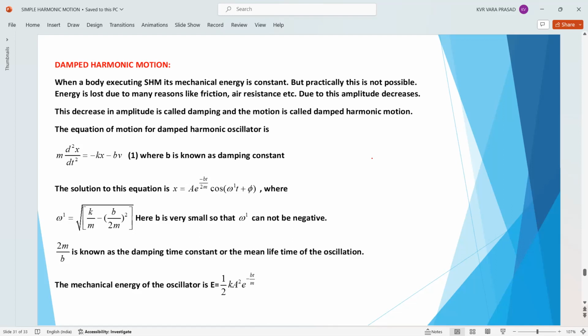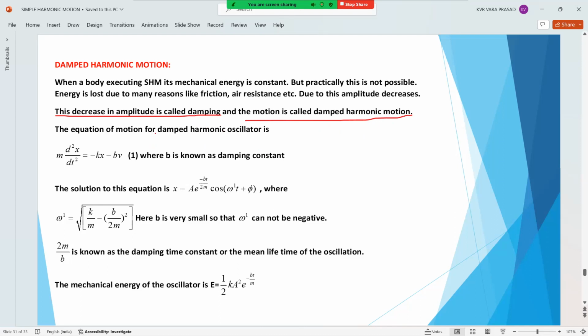Because of this, amplitude decreases continuously. This decrease in amplitude is called damping, and the motion is called damped harmonic motion. I am repeating. Whenever a body is oscillating, its mechanical energy is not constant. We have taken the assumption that it is constant, but practically it is not possible. Since energy is lost, its amplitude decreases continuously.